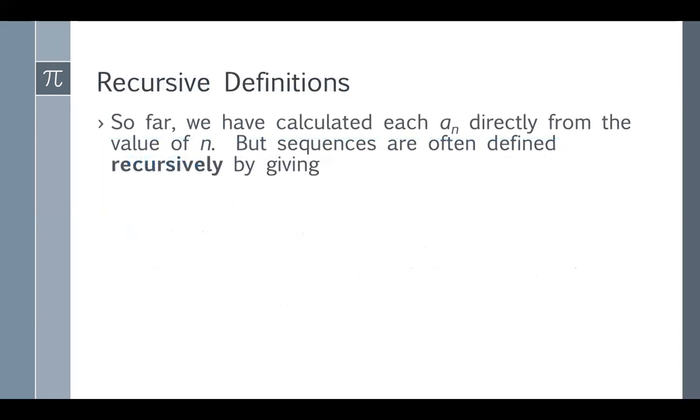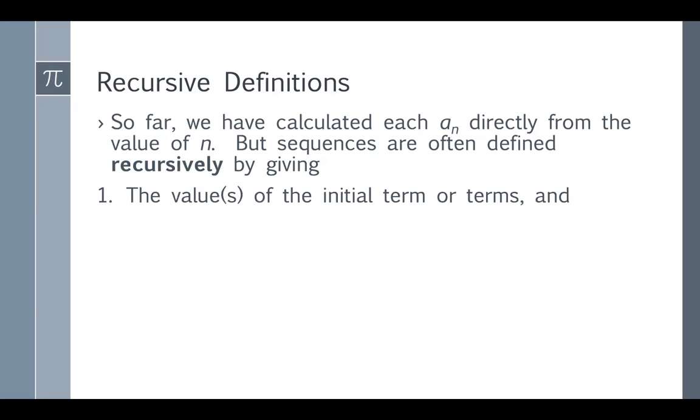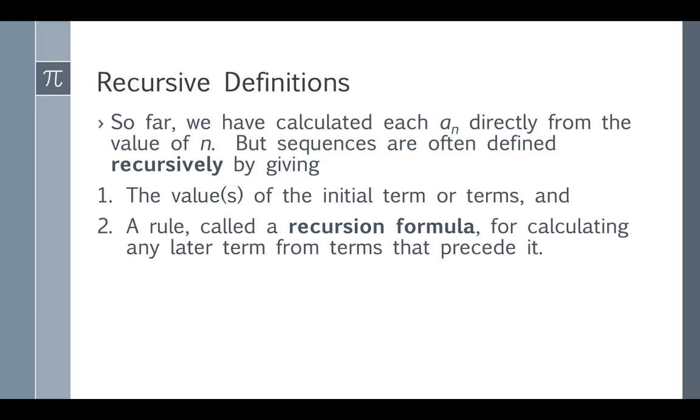All right, another way to define a sequence is recursively. So far, we have calculated each a sub n directly from the value of n. But sequences are often defined recursively by giving first the value or values of the initial term or terms, and then a rule called a recursion formula for calculating any later term from terms that precede it. So this may be of special interest to you computer science majors because you define a lot of things recursively.